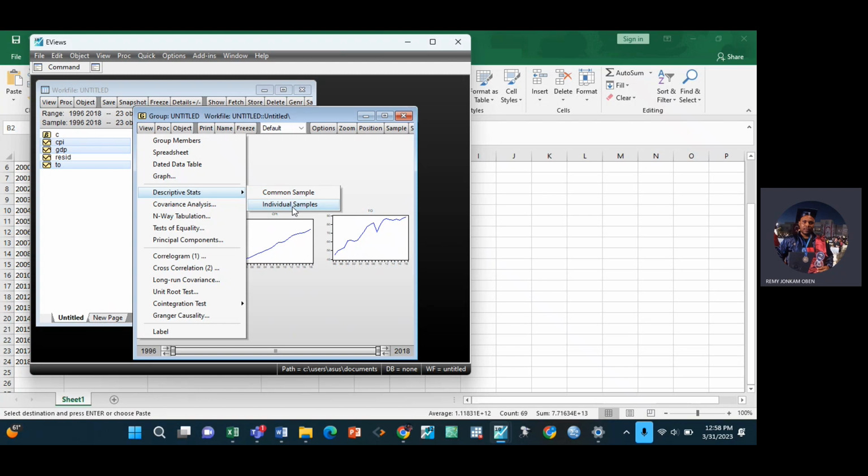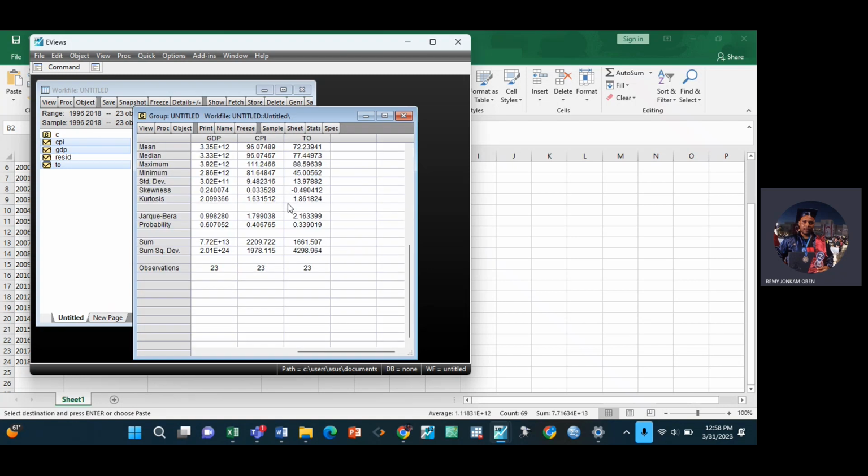But if you take individual sample, then it will look at each of them individually based on their respective sample sizes. For me, I always take common sample, but it depends on you, the researcher. You can take either one. It doesn't matter for me anyway, because my data always have the same variables, and all my variables always have the same number of observations. Okay, so I'll take common sample and we have our descriptive statistics.